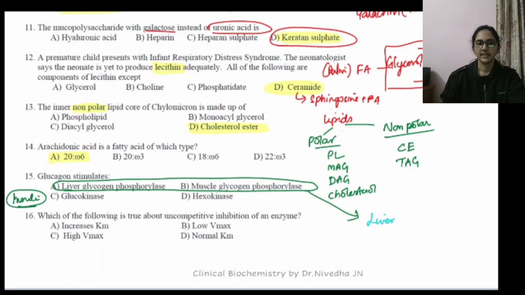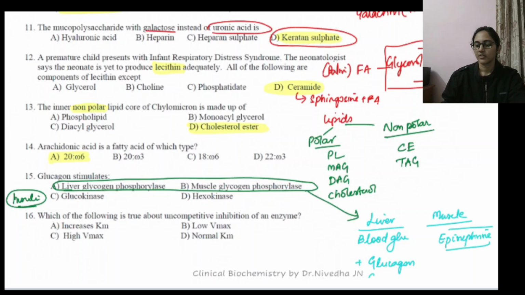Liver or muscle? Which contributes to blood glucose? Liver only contributes to blood glucose. So only liver glycogen phosphorylase is stimulated by glucagon. Whereas muscle glycogen phosphorylase will be stimulated by epinephrine. Epinephrine will also stimulate liver, but muscle glycogen phosphorylase is stimulated only by epinephrine and not by glucagon. That's the learning point here. So this answer is going to be liver glycogen phosphorylase.